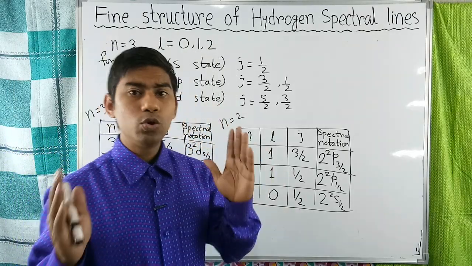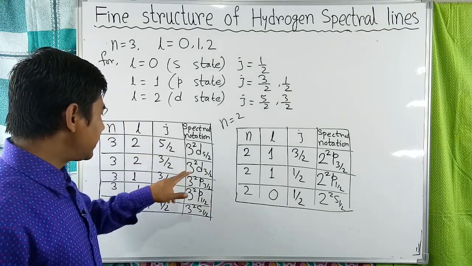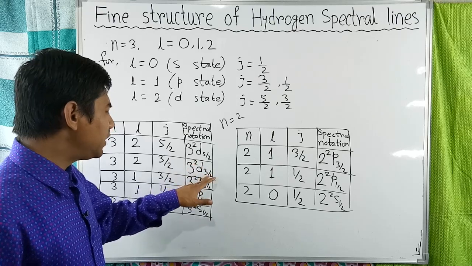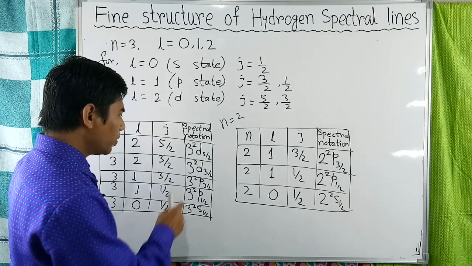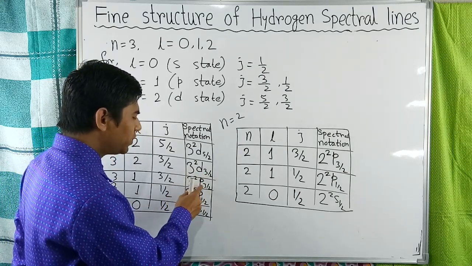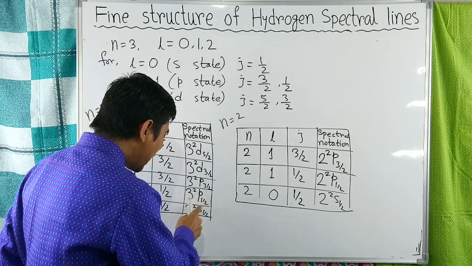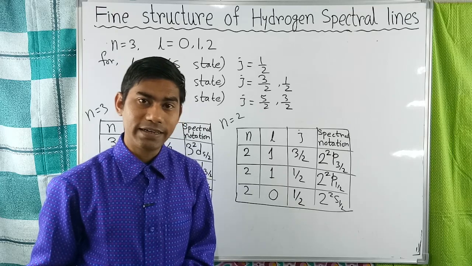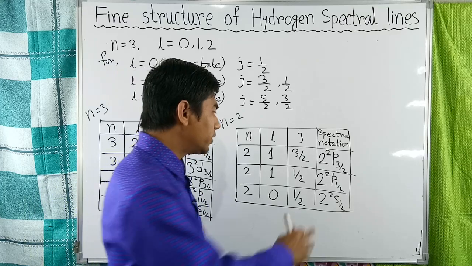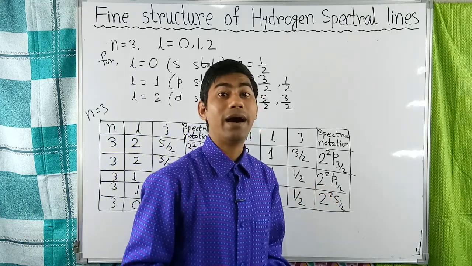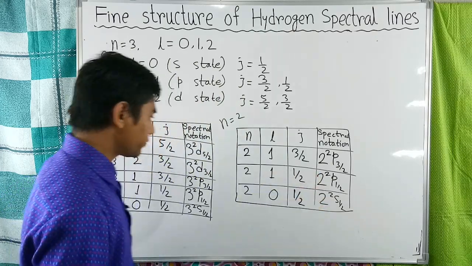Now here we note that the energies for the quantum states 2d 3/2 and 2p 3/2 are coincident. The energy levels for 2d 3/2 and 2p 3/2 are coincident, and the energy levels 2p 1/2 and 2s 1/2 are also coincident for n equals 2. That is, they have the same energy for those two states.